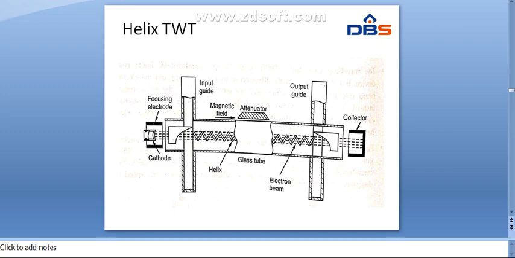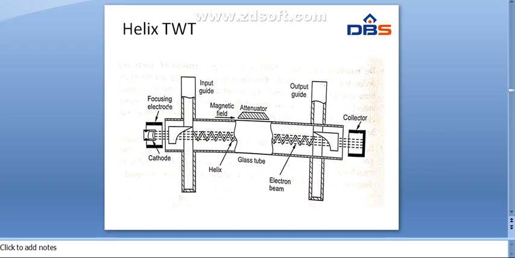Here the signal to be amplified is applied to the end of the helix adjacent to the electron gun. The applied signal propagates around the turns of the helix and produces an electric field at the center of the helix.